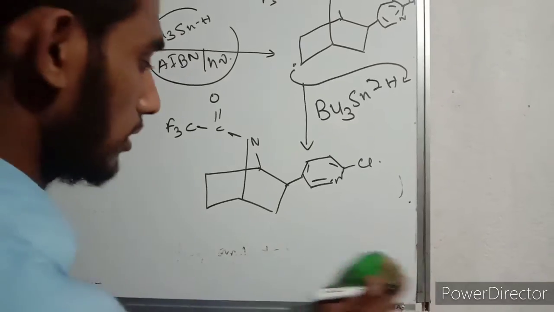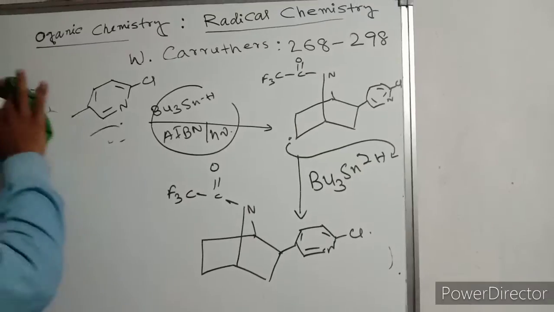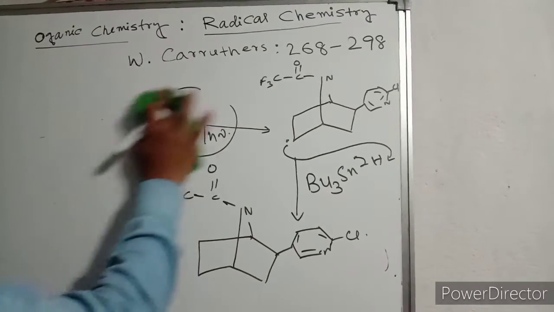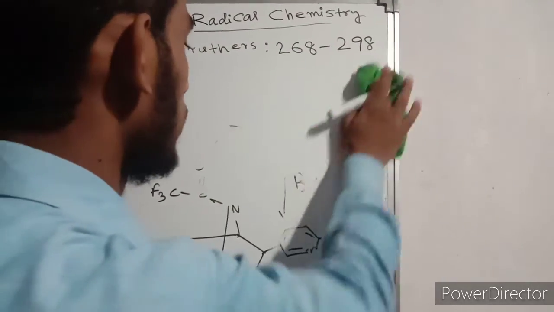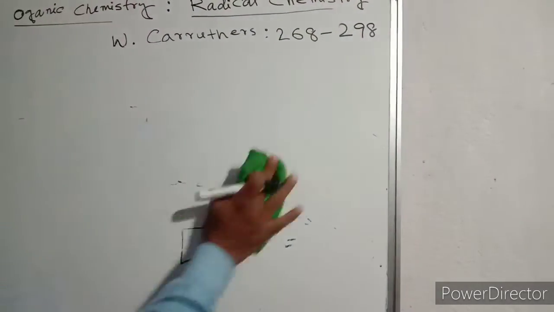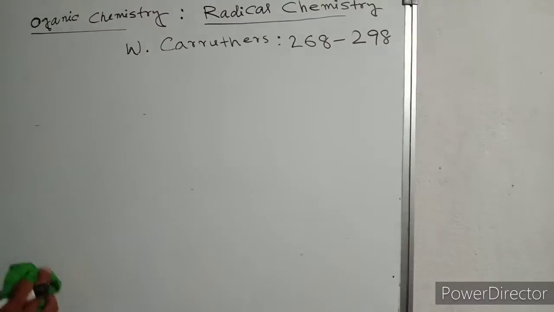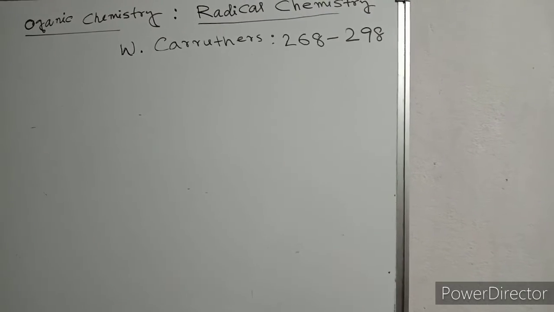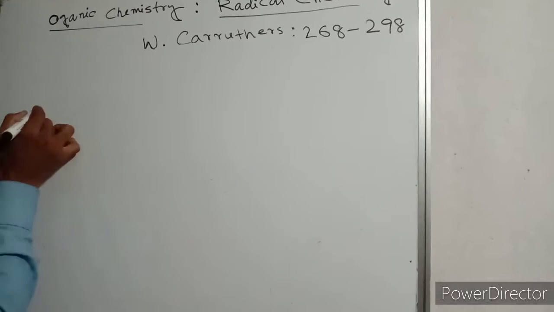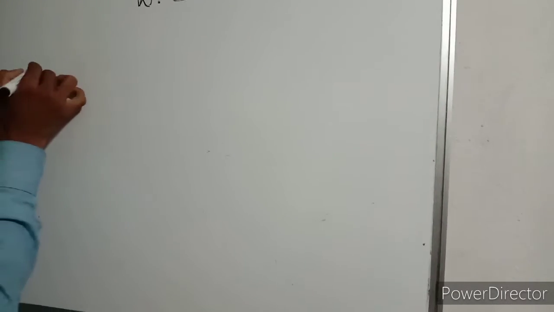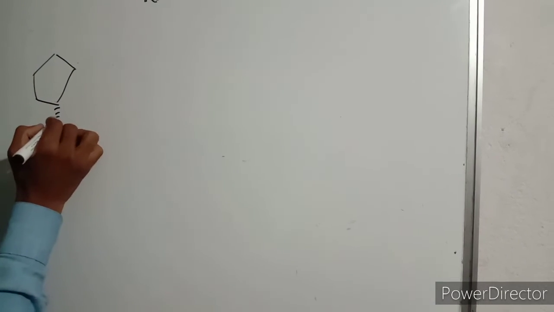Now take one more example taken from Carruthers' book. In this series of videos, we mainly discuss radical chemistry. If we take this example, this is another example.